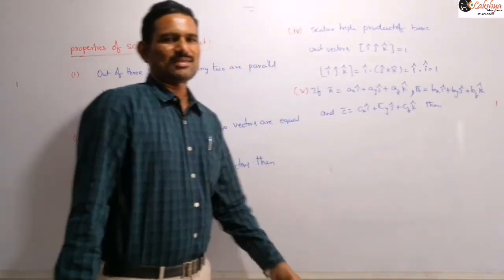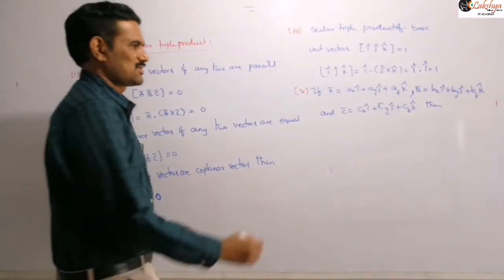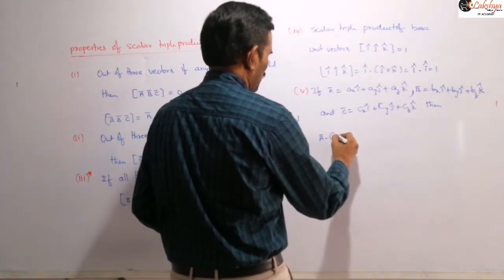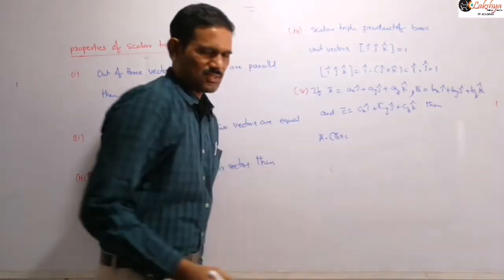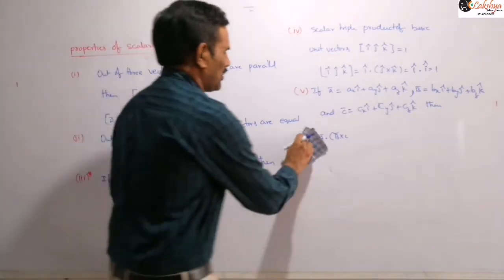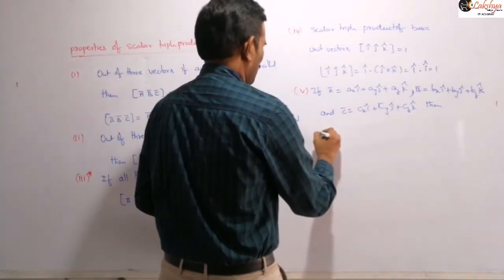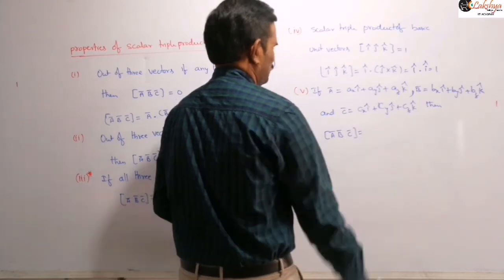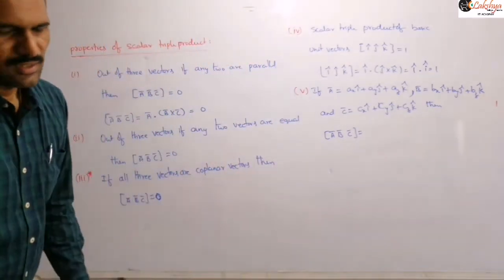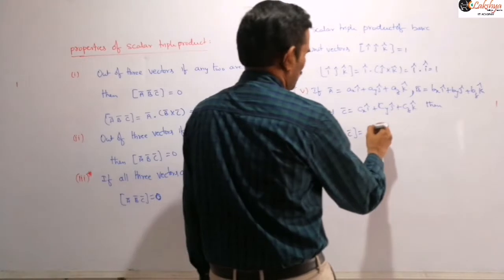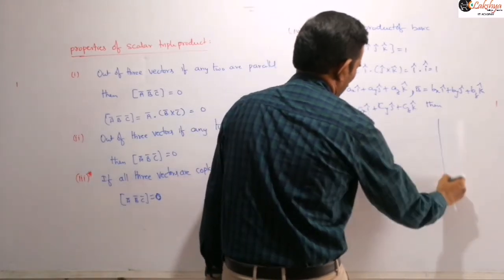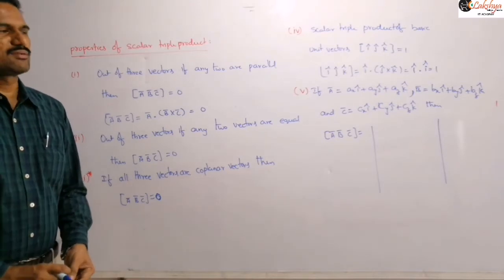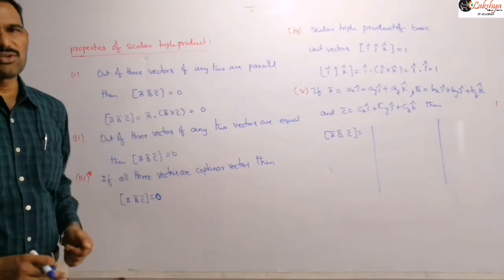Then we need to find the scalar triple product of these three vectors. So let us see this, a bar dot of b bar cross c bar. What I am going to write is the scalar triple product of these three vectors. Again we use the determinant to find this. To find the scalar triple product, we use the determinant of those three vectors.